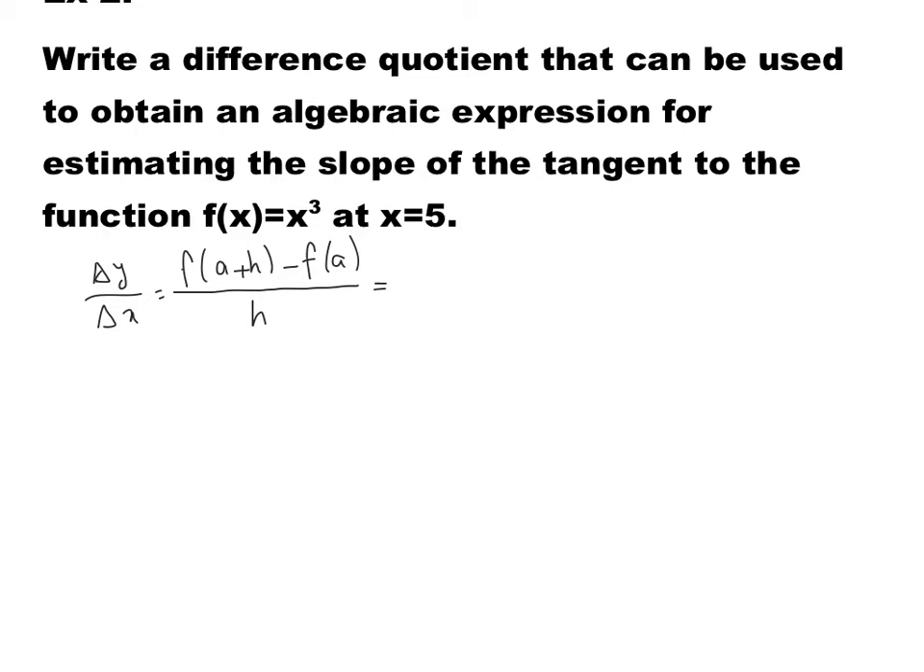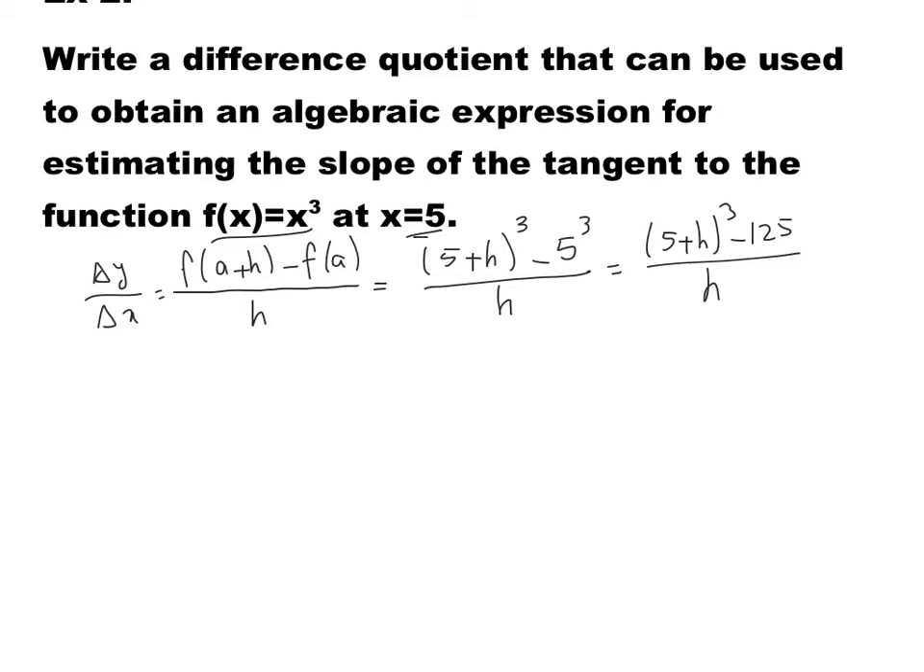Now our a is 5, so I'm going to write 5 plus h and evaluate it for this function, so it's going to be 5 plus h cubed minus a is 5, so 5 cubed, divided by h, which is the same as 5 plus h cubed minus 125 divided by h.